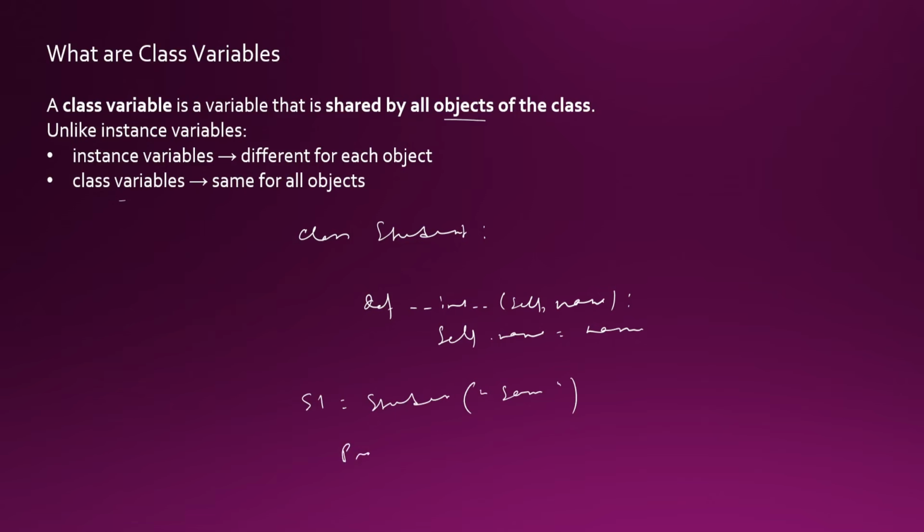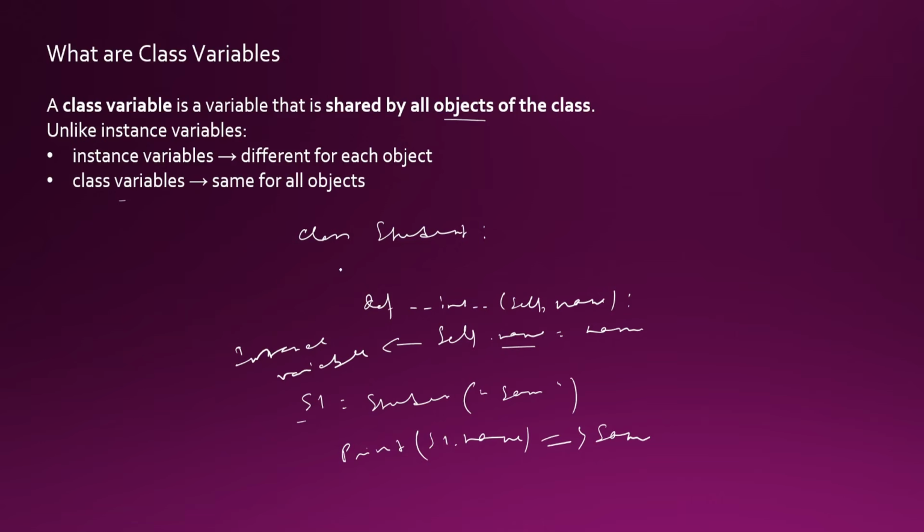Now I am printing s1.name. It will give me the answer Sam. Now see, this self.name is my instance variable, right? Because this variable belongs to this object. And whenever I create multiple students, it will have a different value with a different object, right?